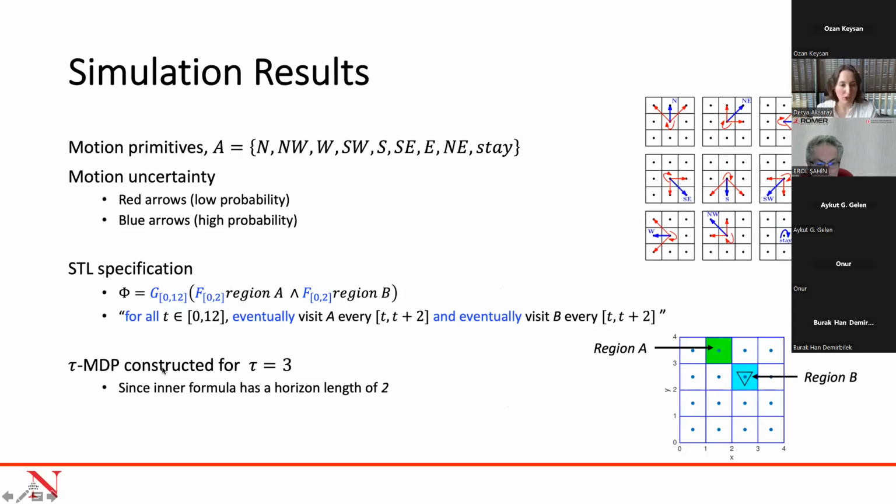And for the time DP construction, this selection of tau is not arbitrary. So we look at the formula and make a decision about that. If I say in every 2 time steps, go to A, then I would need at least 2 time steps of history in order to make a decision about whether A is visited in the last 2 time steps or not. So for that reason, we look at the horizon of the inner formula, which is 2, and then we calculate our tau value as horizon plus 1. This means that I need to keep my current state and then the last 2 states. So for that reason, it would be a 3-MDP case.